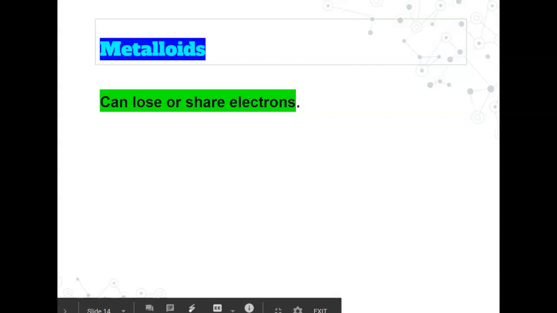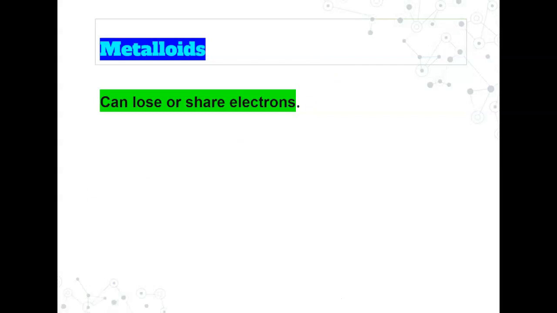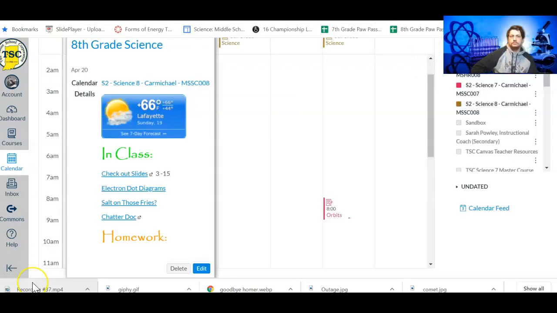I know you guys would probably rather have done a concept map. I guess if you want to, you can, just for old time's sake. That's up to you, but I'm not going to require it this time. Back to our calendar we go. After having this information, we're going to move on to electron dot diagrams.